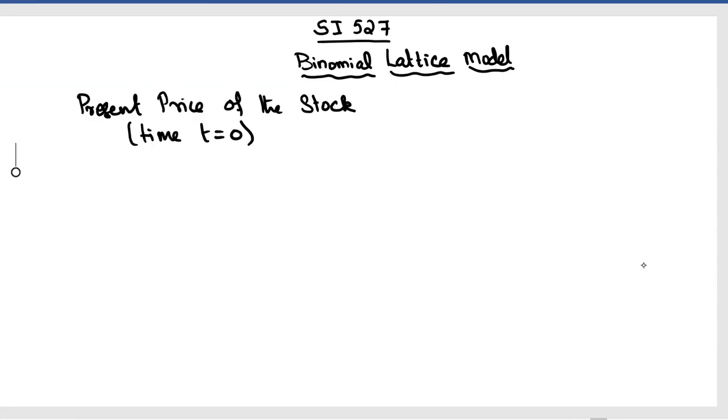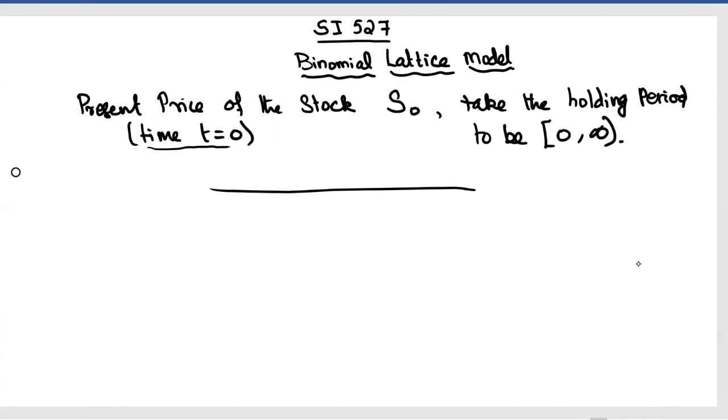Let the present price of the stock be S naught and the time be taken to be T equal to 0. Since the stock has no maturity, we take the duration of the holding period of the stock to be the semi-infinite interval 0 to infinity. Now we partition the interval 0 to infinity into equal parts. Say this is T0, T1, T2, T3 and so on.